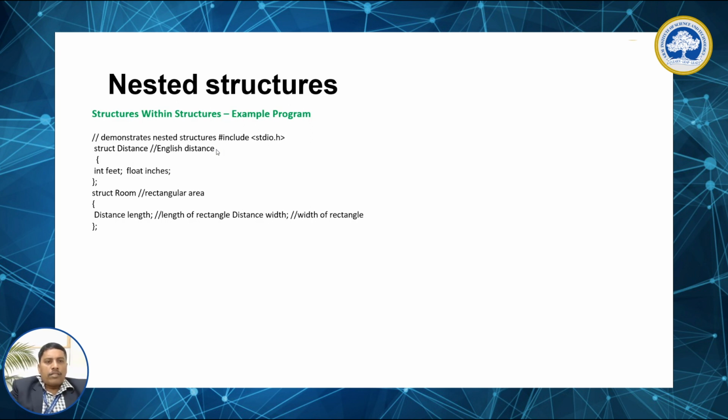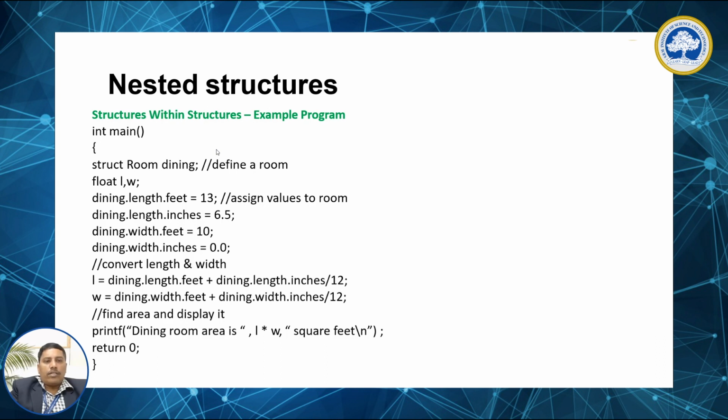This is another example, a structure within a structure in an example program. Here I have a structure distance, in which I have two members, and apart from that I have another structure. You can utilize it like that also. This is a detailed example of how a structure can be within a structure. Just consider I have a room dining, and in that I can access the values, either length or width or feet, all this information easily.